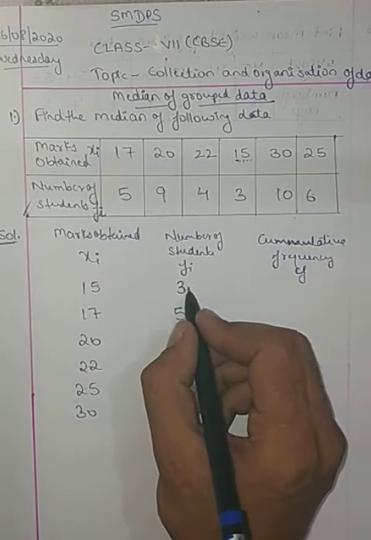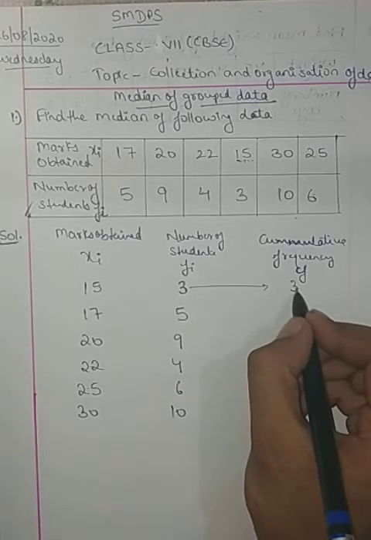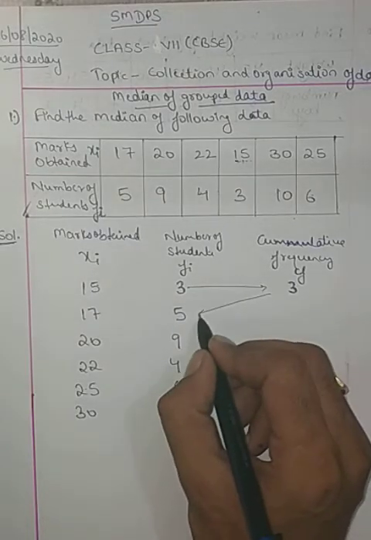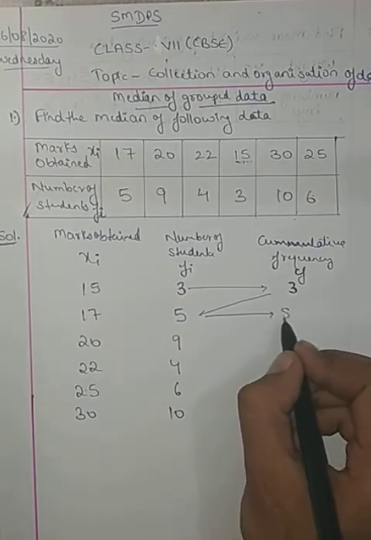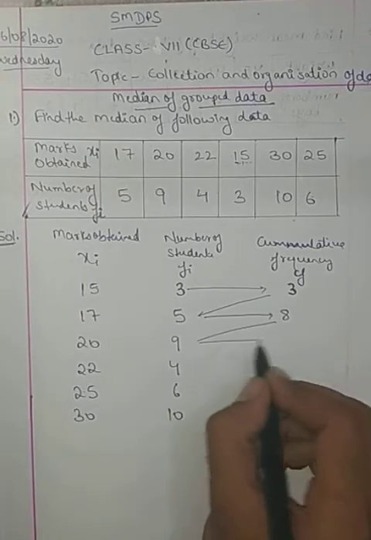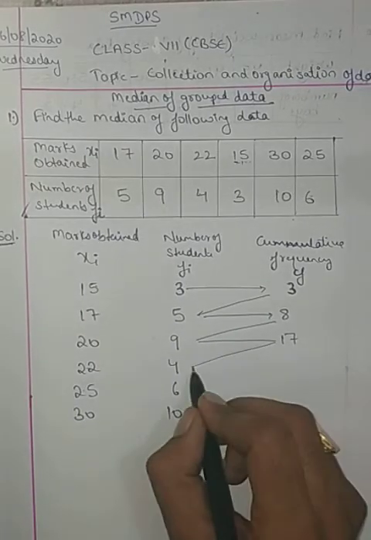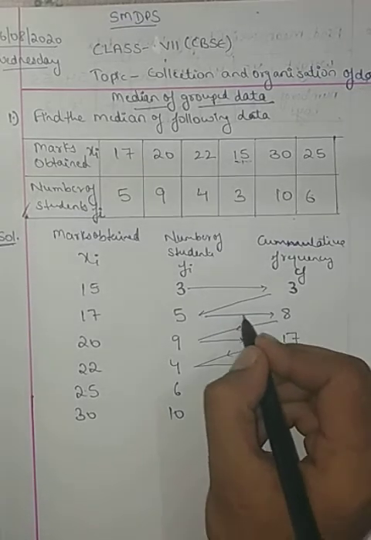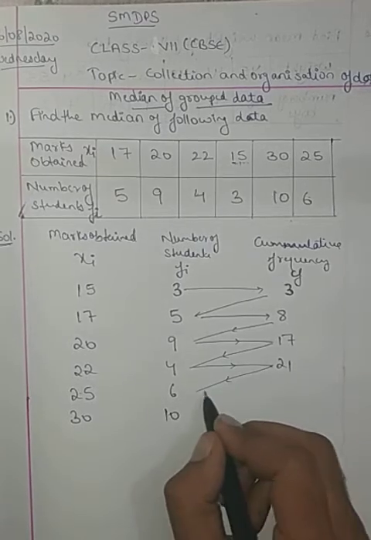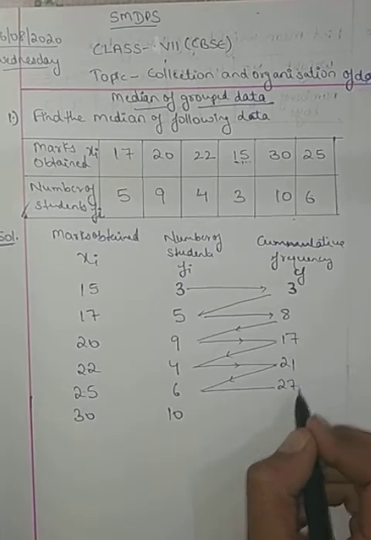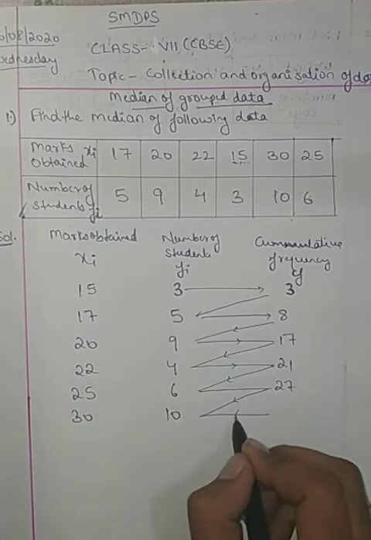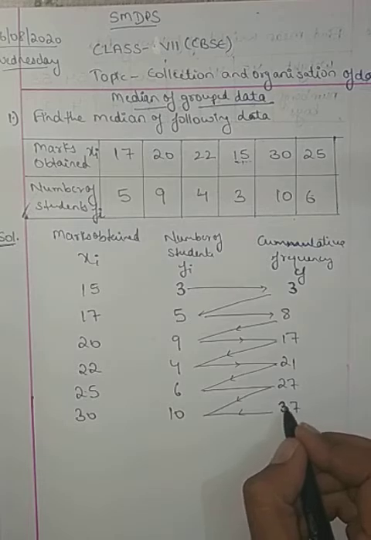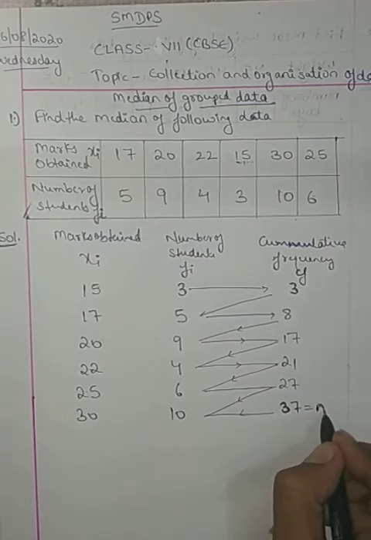Now the main thing, the cumulative frequency. In the cumulative frequency, first write the first frequency, 3. Cumulative means to add. Next we have to add 5 with 3. What will you get? 8. Now 8 plus 9, 17. 17 plus 4, 21. We are moving in this fashion. 21 plus 6, 27. And 27 plus 10, we got 37. And here the last entry in the cumulative frequency will give you n.